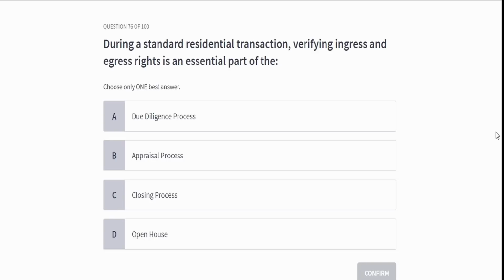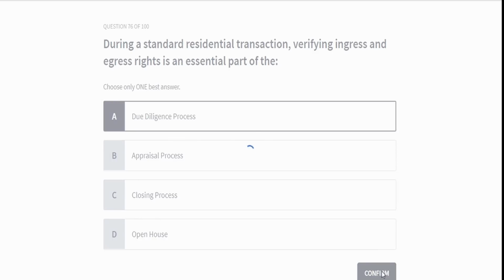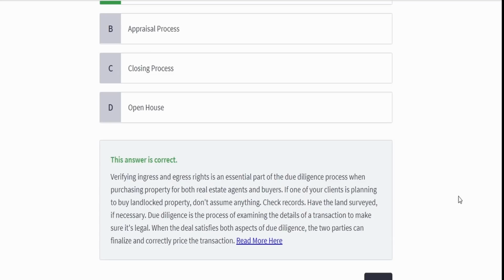Alrighty, so what is this an essential part of? Well, it's going to be A, the due diligence process. Verifying ingress and egress rights is an essential part of the due diligence process when purchasing property for both real estate agents and buyers. If one of your clients is planning to buy landlocked property, don't assume anything. Check records. Have the land surveyed. It's necessary. Due diligence is the process of examining the details of the transaction to make sure it's legal.